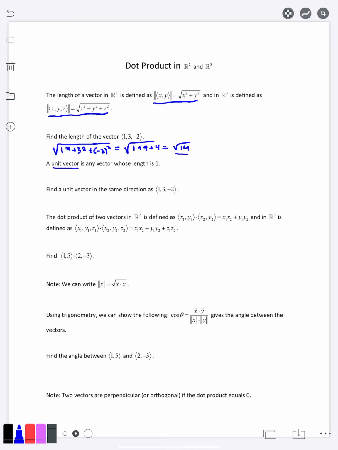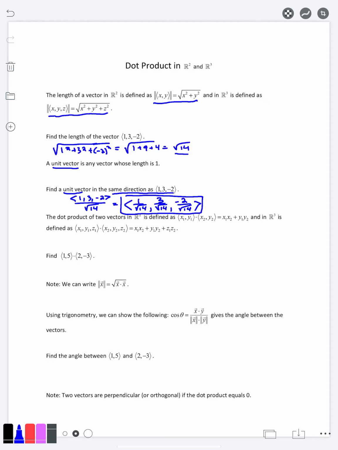And so what we'd like to do is find a unit vector that is in the same direction as this vector here. So we want it to have the same direction. We don't want to change the direction. We just want it to only be length 1. And it turns out that's actually really straightforward. You just take your vector, you divide by the length, and the resulting vector here is going to be a unit vector. You can double check that by finding the length using the formula for this new vector here, and the length will be 1. Okay, so that's the idea of length of a vector, either in R2 or R3.